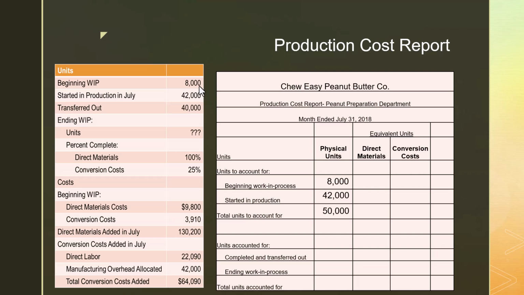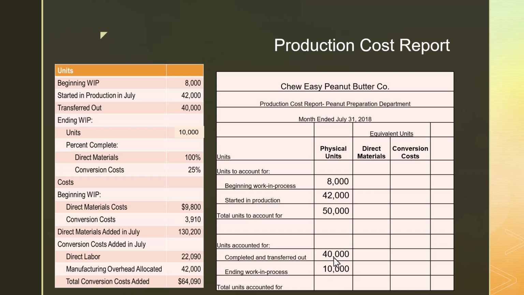Well, where are they? Well, we know right here that we transferred out 40,000 cases worth of peanuts to the next phase of production to be made into actual peanut butter. And if there were 50,000 cases in this department during the entire period, and we know 40,000 of those were transferred out to the next phase of production, the remaining 10,000 have to still be being prepared in Chewy Easy Peanut Butter's peanut preparation department when the period ended, which makes our ending WIP 10,000 units.